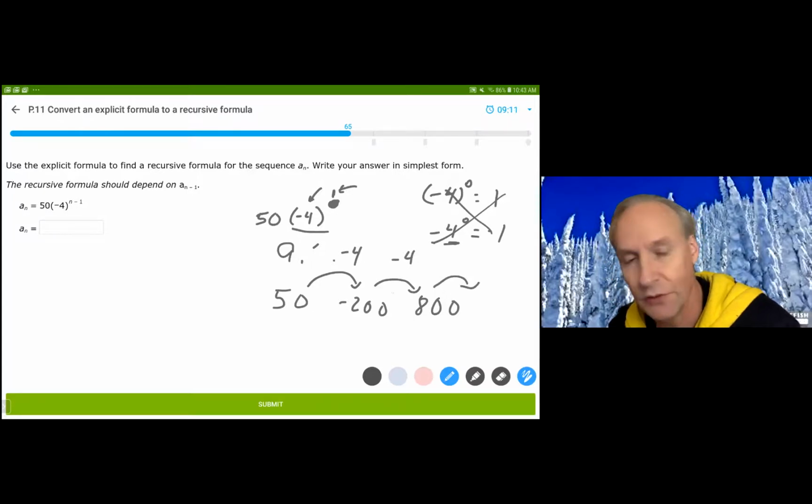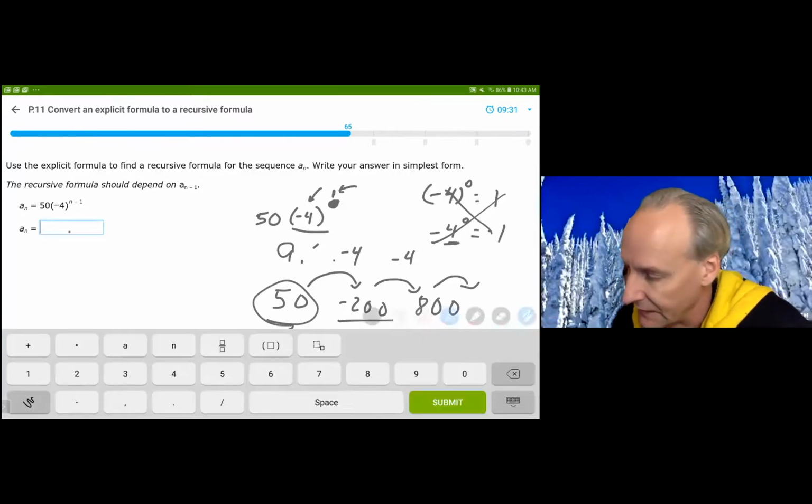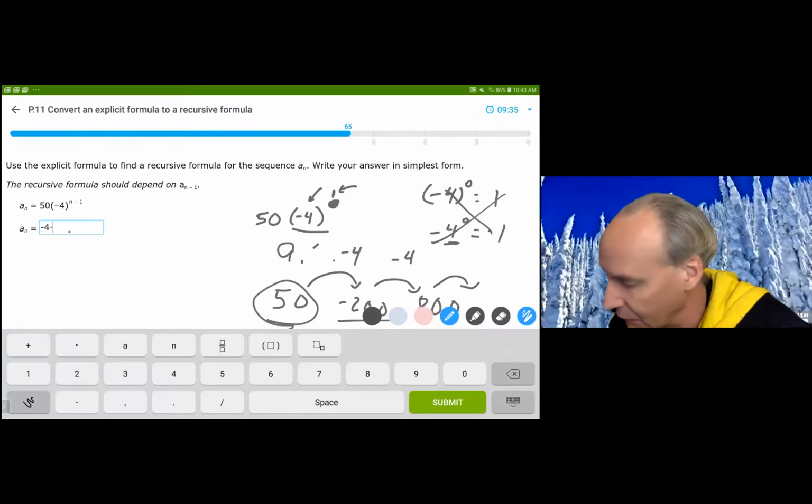Not really important, but notice that the negatives are alternating back and forth. Now, the multiplier is the negative 4. So if I want to know how to get to this term, if I know this one, what do I have to do? I just take it and multiply it by -4, don't I? That's how I got there. So take your former term and multiply it by -4.